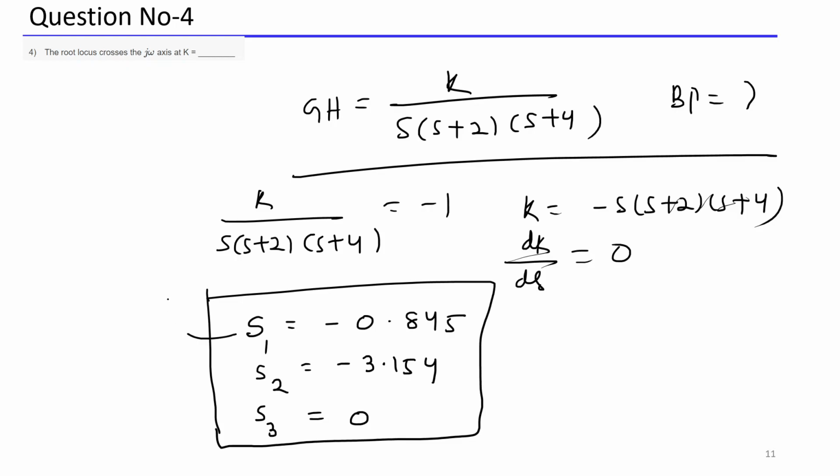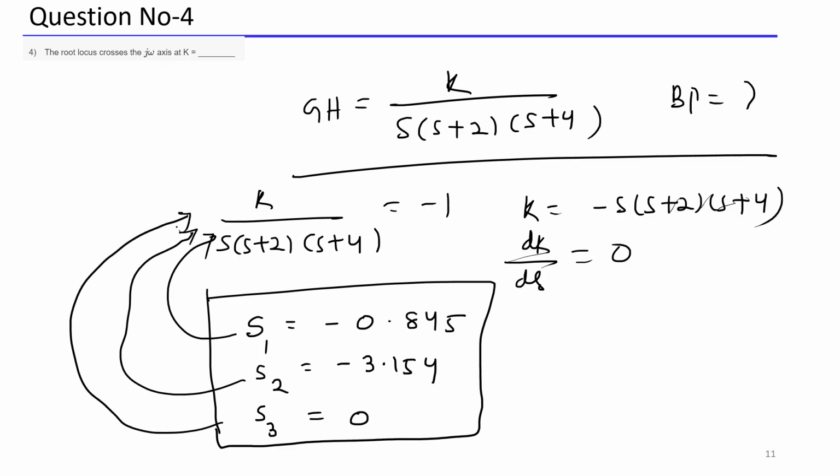You have to put this S1 here first, then find out the K value. You put S2 here, then find out the K value. You put here and find out K values. First you need to verify with S equal to 0.